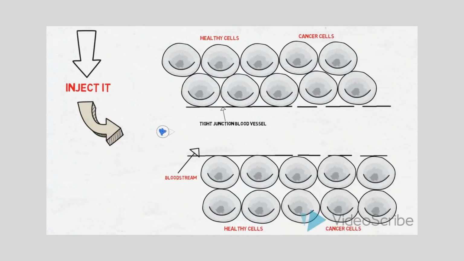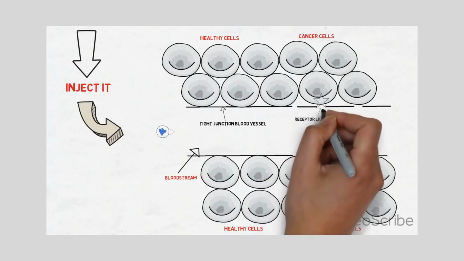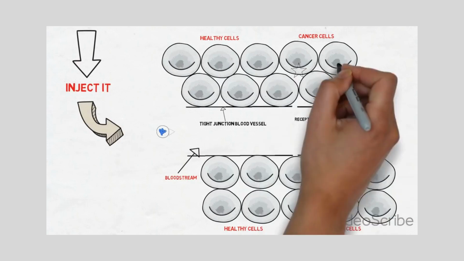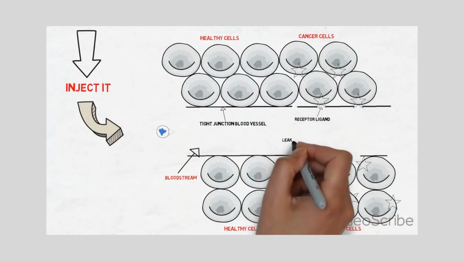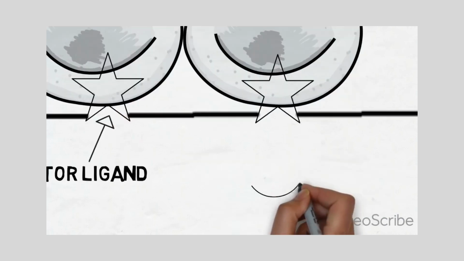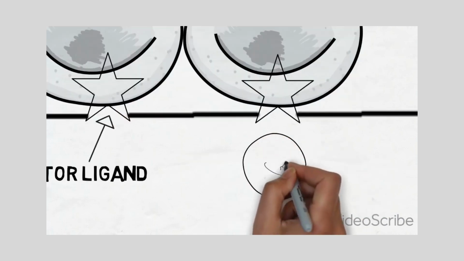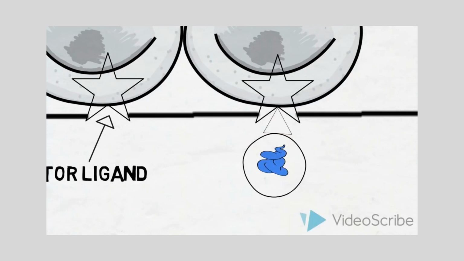And how do we do this? Well, all these cancer cells have a receptor ligand on their surface and are surrounded by leaky blood vessels. This is good because it allows our nanoparticle to have access to these cancer cells as it makes its way through the bloodstream. So, as the nanoparticle nears these cancer cells, the targeting ligand on its surface can bind to the receptor ligand on the surface of the cancer cell and cross the leaky barrier to eventually kill it.